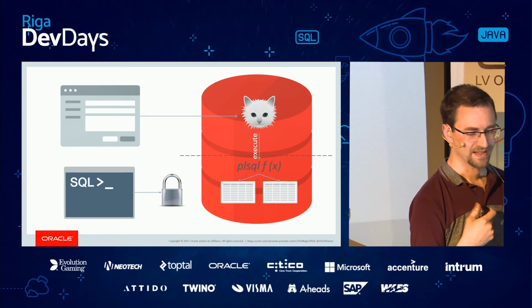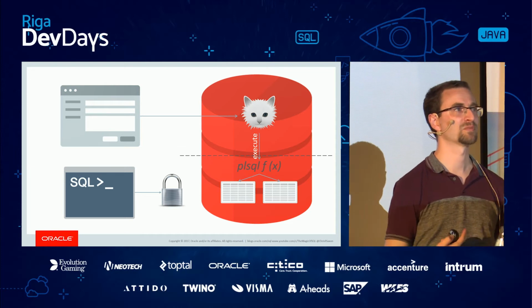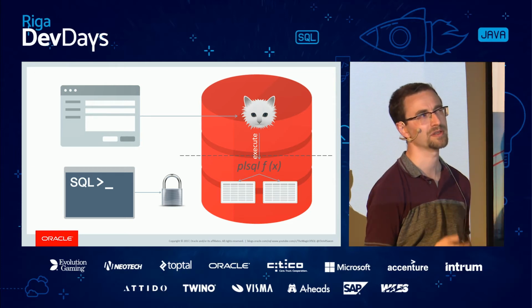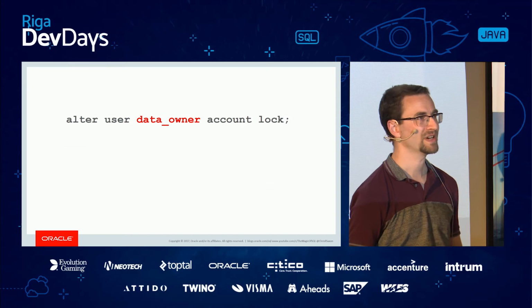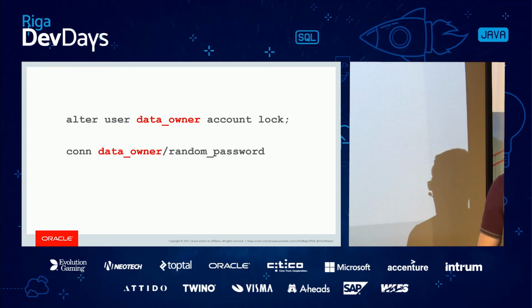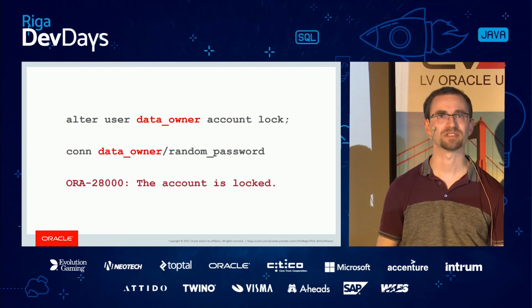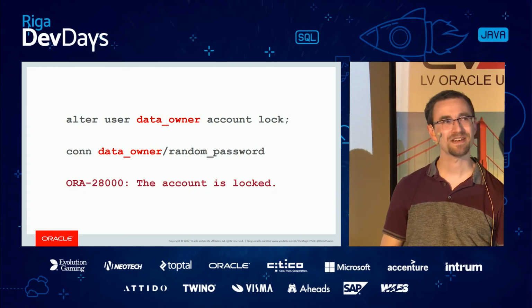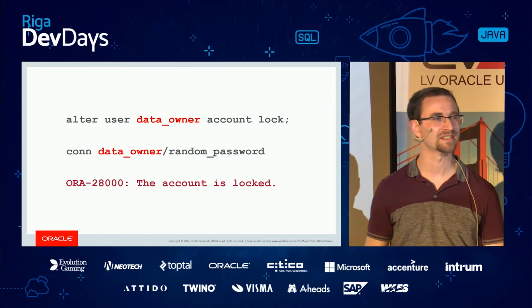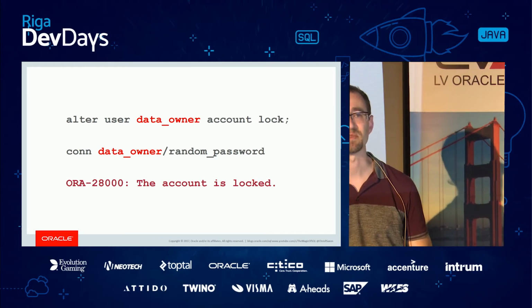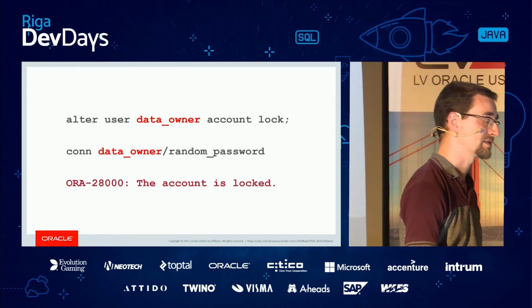So there's some limitations to this. It has some process limitations, but there's also another potential problem. If you lock an account and you try and connect to it, it doesn't matter what password you supply, you'll be told the account is locked. So now I know, I'm a hacker, I know data owner exists. I've learned something about your schema, so I could potentially use that in any other hacks I'm going to try.